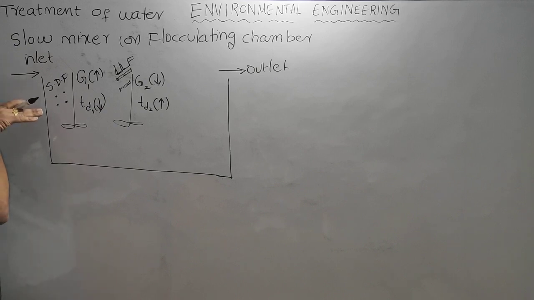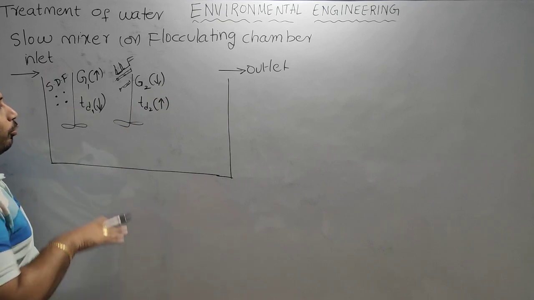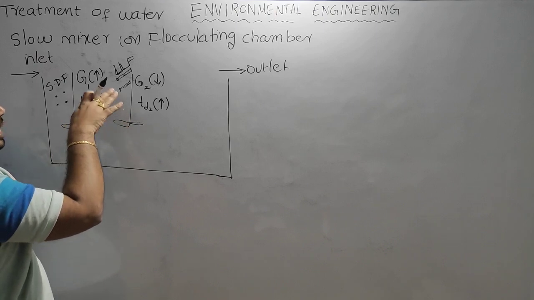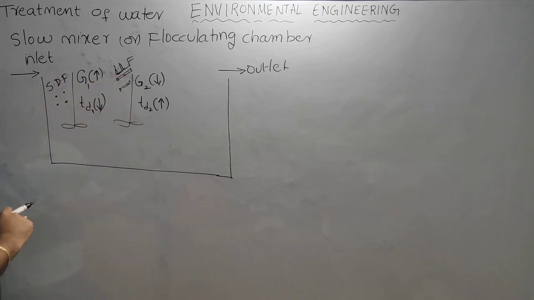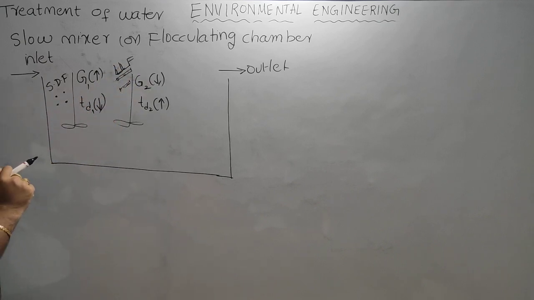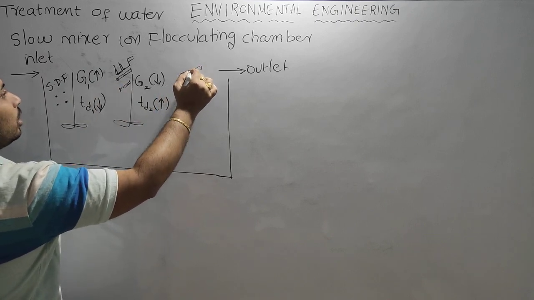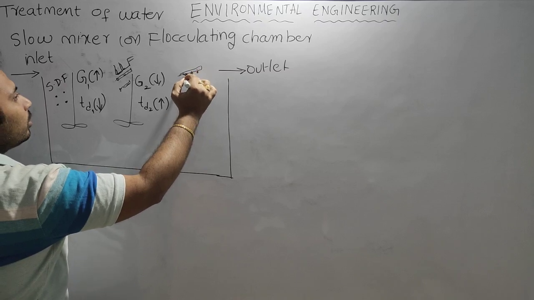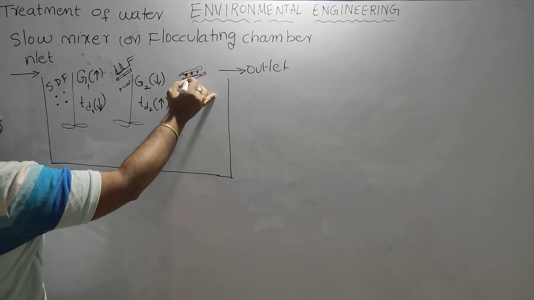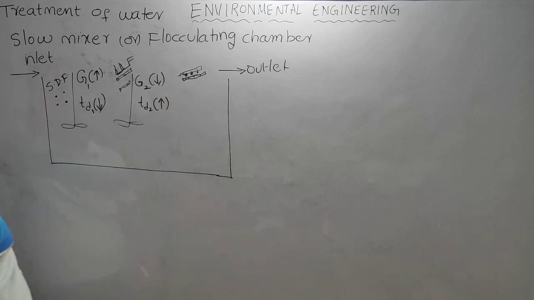Now we are allowing this smaller, denser floc to pass through this chamber. It finds the larger, lighter floc. And now this denser floc will attract this larger, lighter floc, and it will become a larger floc having a denser core. So the larger, lighter floc is now getting attached to the denser core.